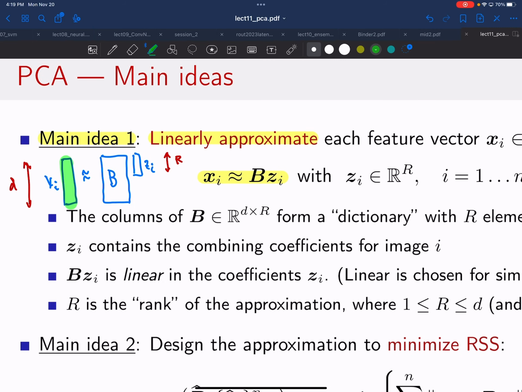Hopefully this picture illustrates the idea. We're trying to describe all these numbers with just a few numbers. And in particular, the way we're doing that is we're saying this can be approximated as a linear combination of the columns from this matrix. Because that's what matrix vector multiplication is, really. I have a bunch of fixed columns here. We just scale and combine each of those columns to get this, right? So that's the main idea. It's linear in the coefficients zi. So you could say that we're doing a linear compression.